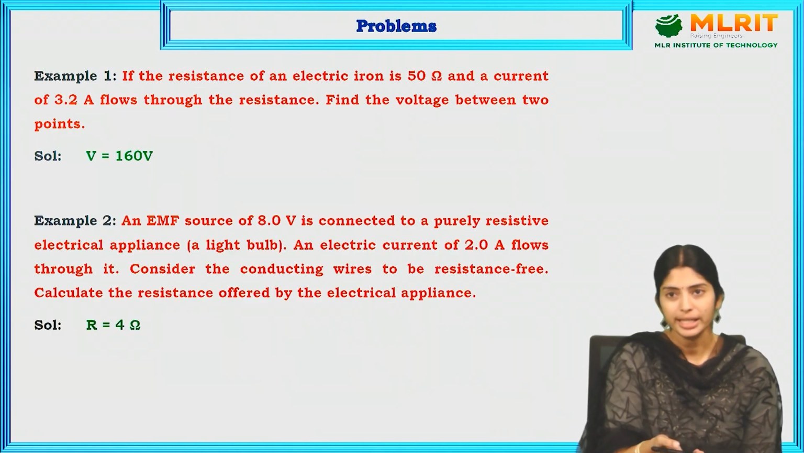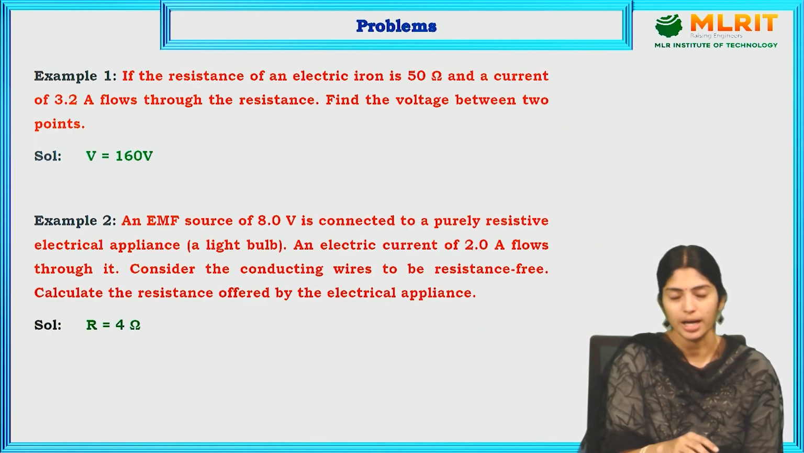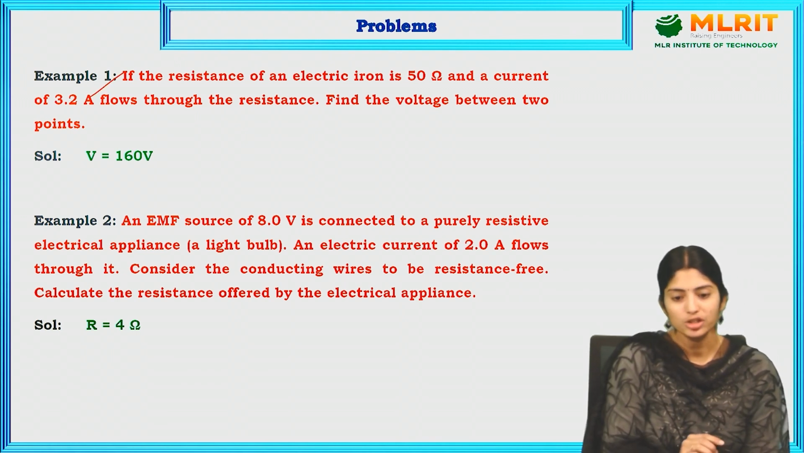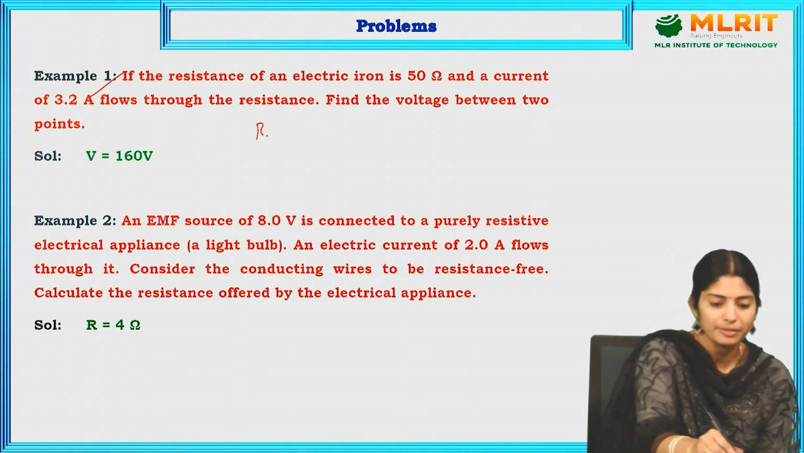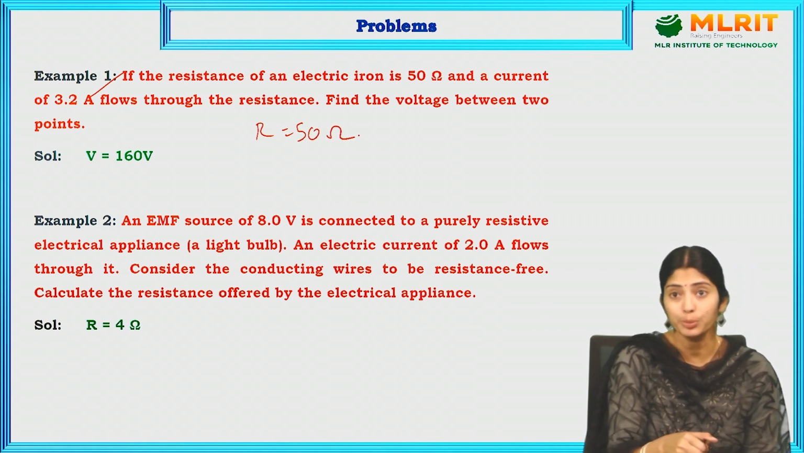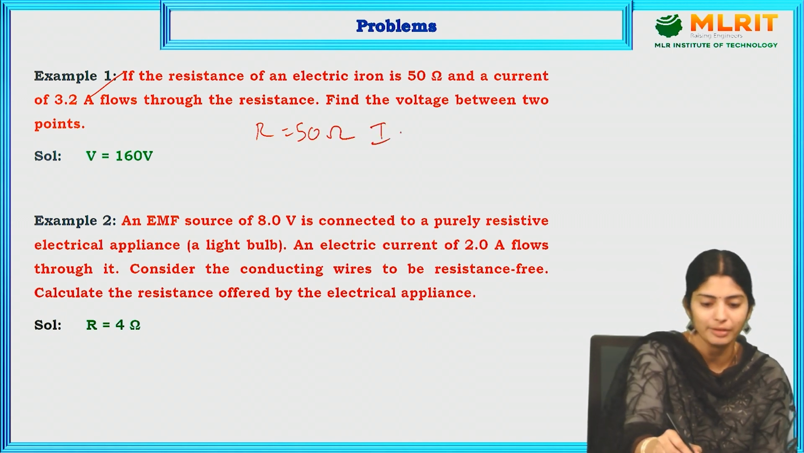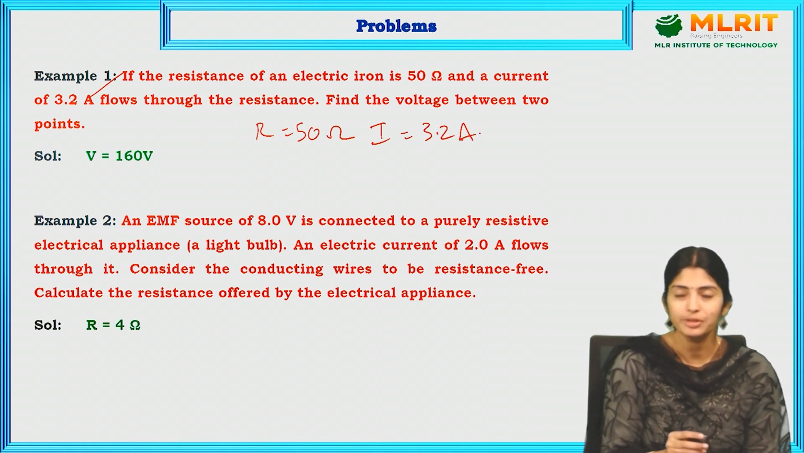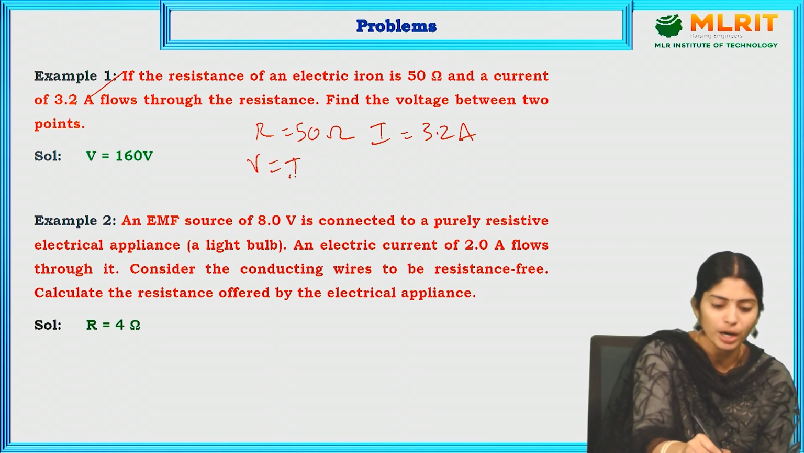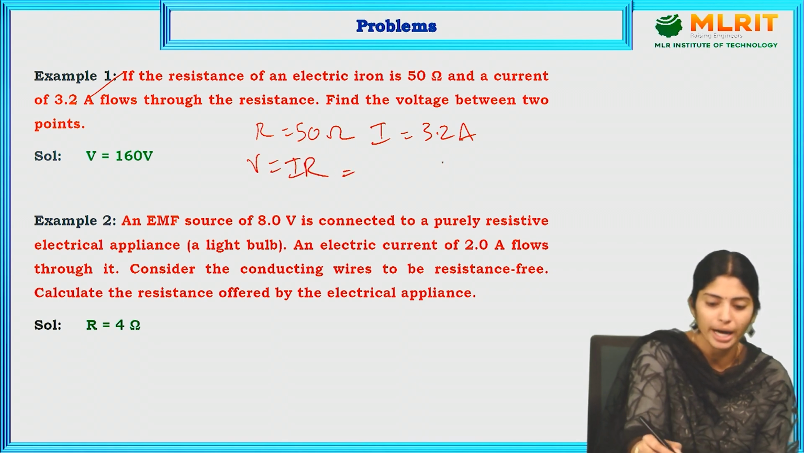So now let us see some basic problems on Ohm's law. Now see the first problem. If the resistance of the electrical iron is 50 ohms, means they had given the resistance value as 50 ohms, and a current of 3.2 amperes, means the current value is 3.2 amperes, find out the voltage between the 2 points. So according to Ohm's law, we know that V is equal to I into R. So I means 3.2 into R means 50.